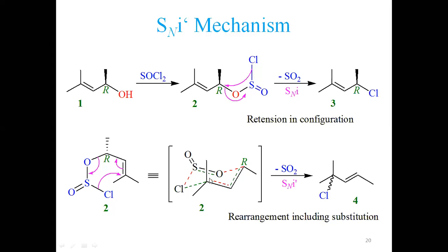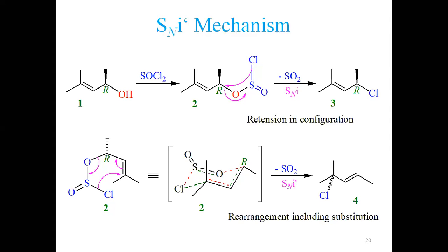So these reds are such bonds which are breaking, and 3 bonds are breaking. One pi bond is breaking, one sigma bond and this sigma bond also. 2 sigma bonds and 1 pi bond are breaking, and 1 sigma bond and 2 pi bonds are forming. This green color is showing bonds formed. So 2 pi bonds and 1 new sigma bond have been formed in this reaction, resulting in the formation of this product. So this is called the SNi prime mechanism.